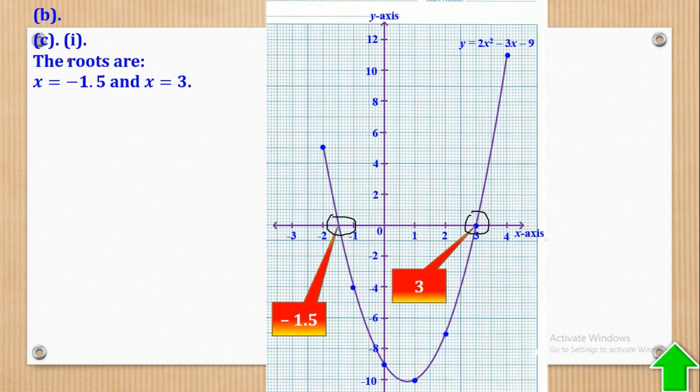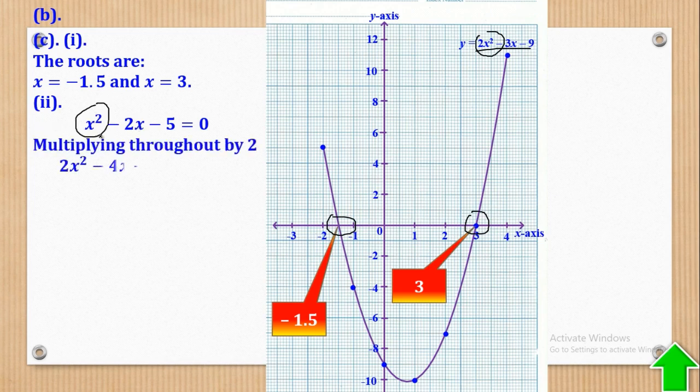What about Roman 2? So for Roman 2, we are given this equation. But this curve is 2x squared. I think we realize that this is 2x squared, but this is x squared. So what should we do? The first thing will be to multiply throughout by 2. So when I multiply throughout by 2, I'll come up with this. So it is somehow similar to this because the coefficient of x squared is the same for both.